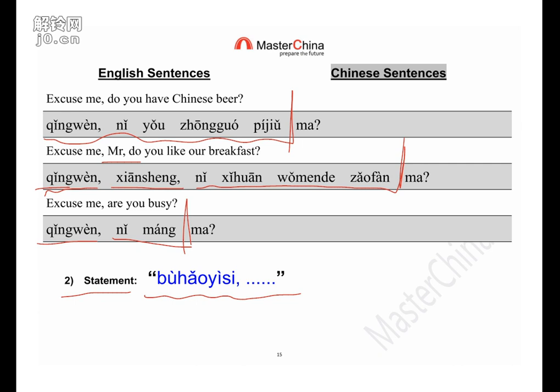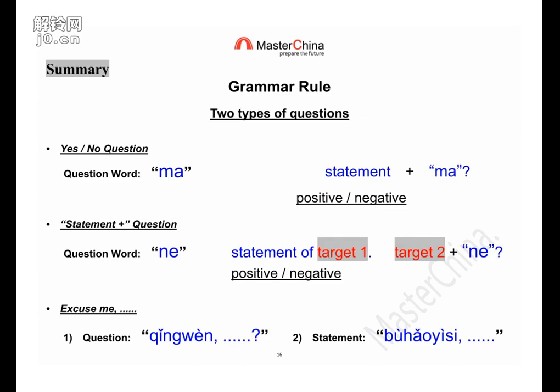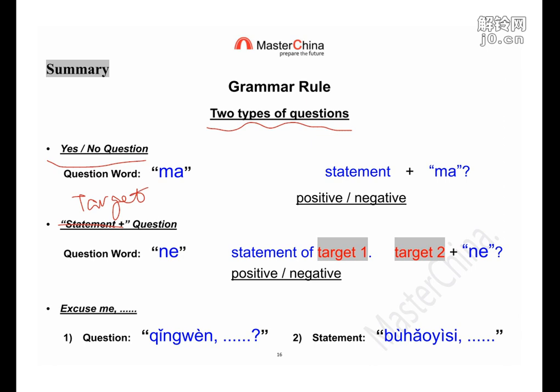So we should just check our summary to review what we learned today. So today we focus on two types of questions. One is the yes/no question. Another one is what we call the target question. Here is just the target question, different target question, right? Here is a different target question.